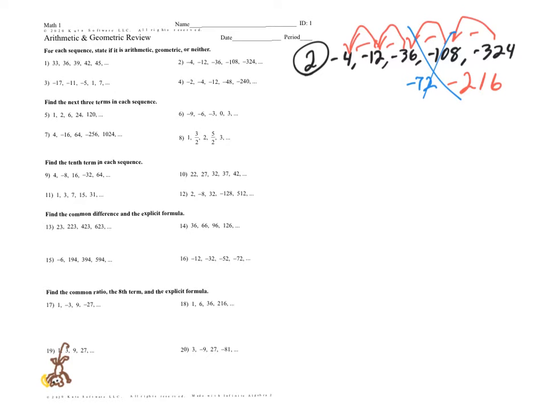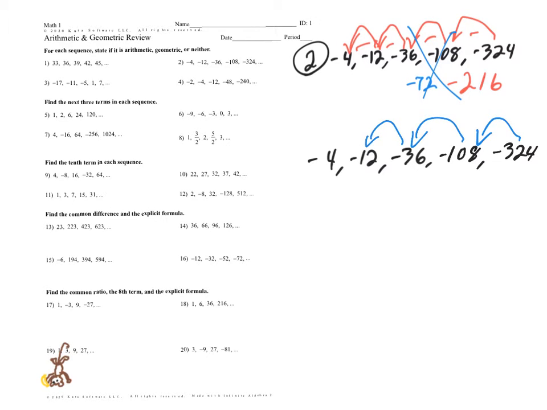So what I'm going to do, I'm going to set it up again, and I'm going to do the division test. So I've got it set up there. I'm going to work backwards from right to left. And I'm going to do my division test. So I do negative 324 divided by negative 108, and I get positive 3. Then I do negative 108 divided by negative 36, and I get positive 3.